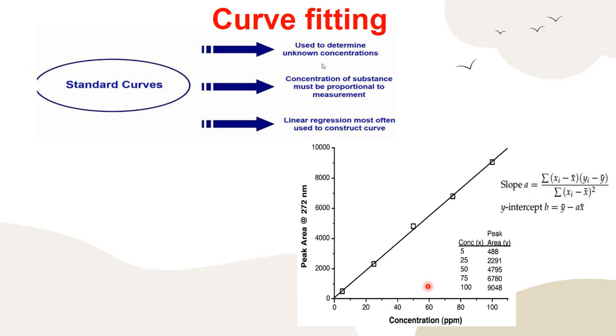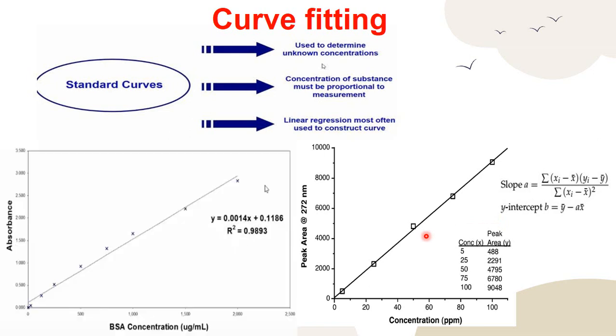And the relationship is often written by an equation y equals ax plus b, right? And we have the slope. The slope of this line is a, and b is the intercept with the y axis.